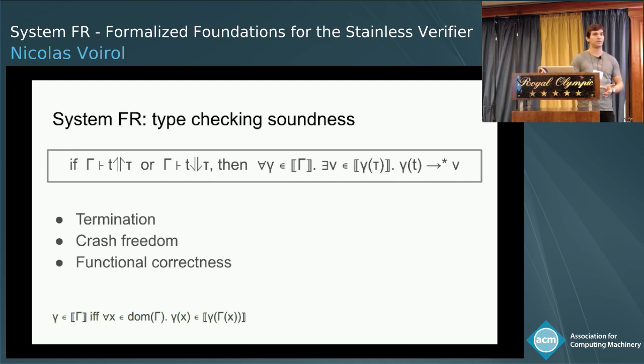It ensures crash freedom. It also goes with termination, I guess. If you type check your program, it won't crash. It'll terminate to some value. And you also get functional correctness, because your type tau, for which you've checked, could specify arbitrarily complicated properties, which you then, once you type check, have proved will hold.